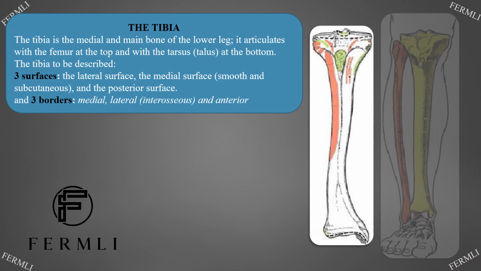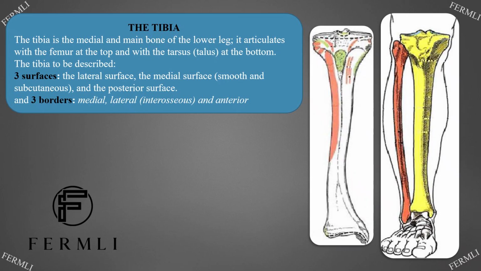The tibia. The tibia is the medial and main bone of the lower leg. It articulates with the femur at the top and with the tarsus, the talus, at the bottom. The tibia is described as having 3 surfaces, the lateral surface, the medial surface, smooth and subcutaneous, and the posterior surface. And 3 borders, medial, lateral, interosseous, and anterior.